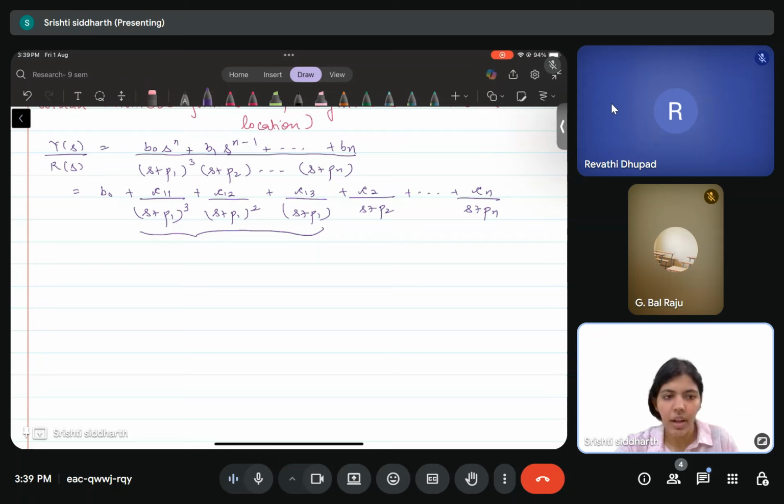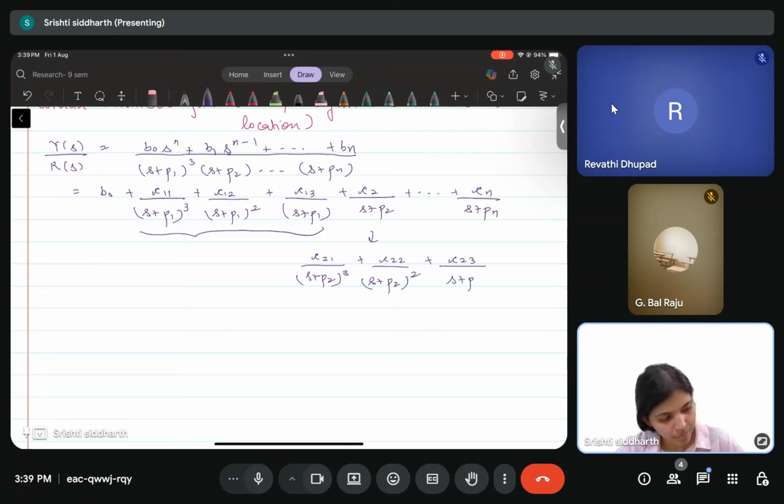If the second eigenvalue was maybe repeated 3 times, instead of this, we could write c21 over s plus p2 cubed, then c22, and then finally the last term for p2. Okay.